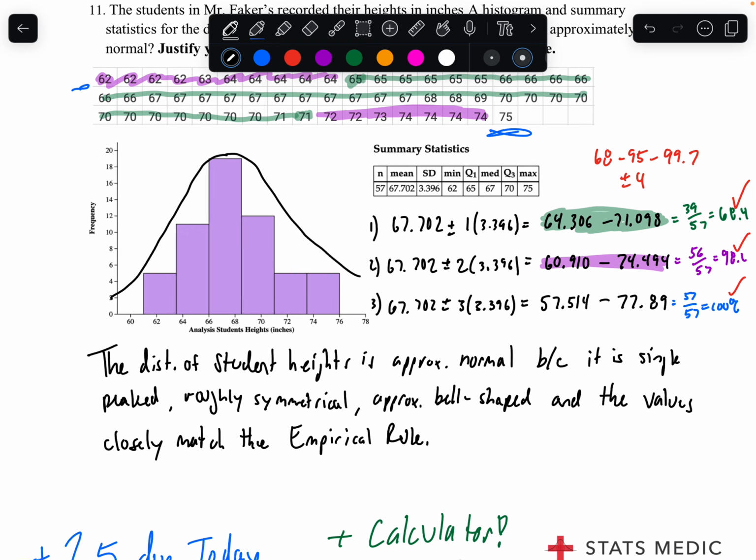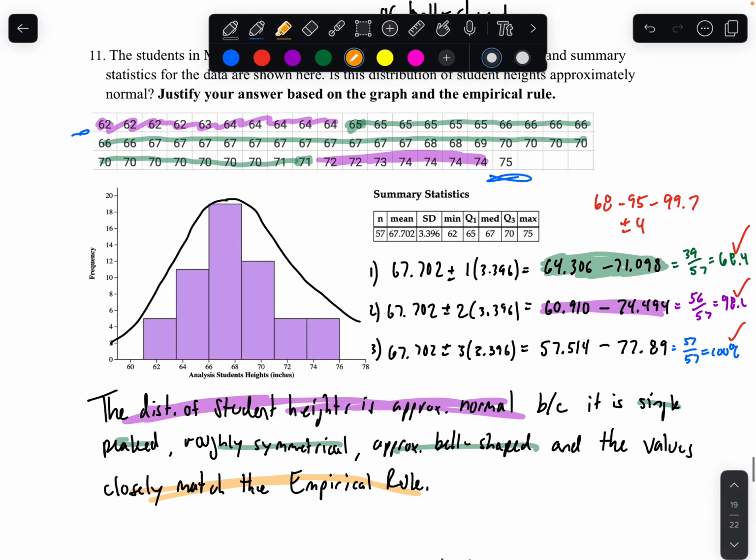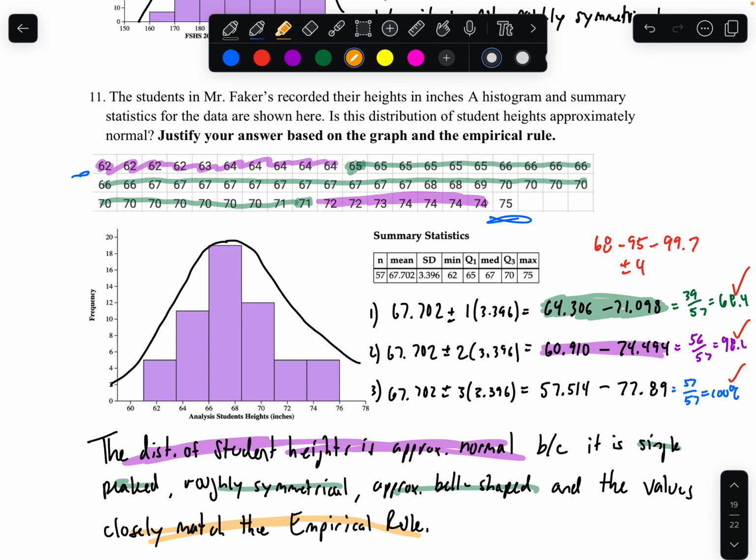So this is, I'd say again, the most time-consuming thing we did all unit. So like a big honkin' sentence you got right here. So again, context. What's the question about? Is it approximately normal? And then we have the 3 visual criteria. And then we have the math behind the empirical rule. So hopefully that helped a little bit. I'll see you on the test.